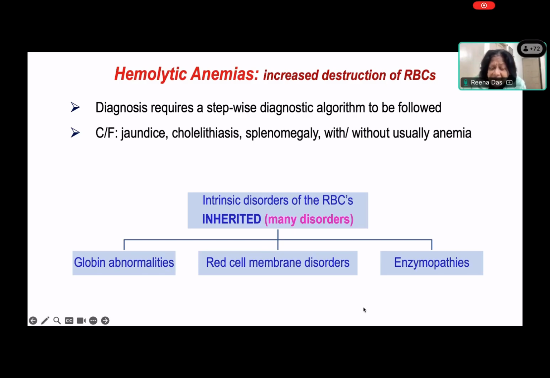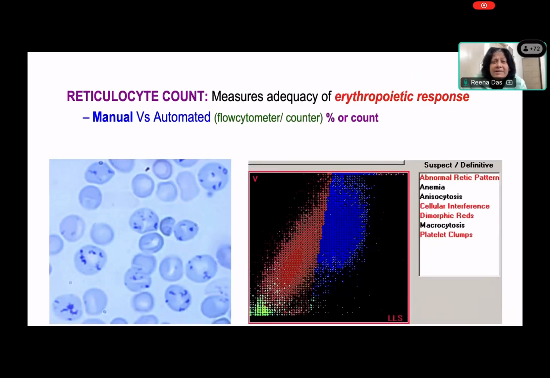So red cell membrane disorders are not very common, and so are enzymopathies. But what is important, I always tell our residents, is that the reticulocyte count is very important, because that is a complete measure of the adequacy of the erythropoietic activity, which is actually the bone marrow. Many people describe the reticulocyte count as the window to the bone marrow without actually seeing the bone marrow. So that is something you need to do very diligently.